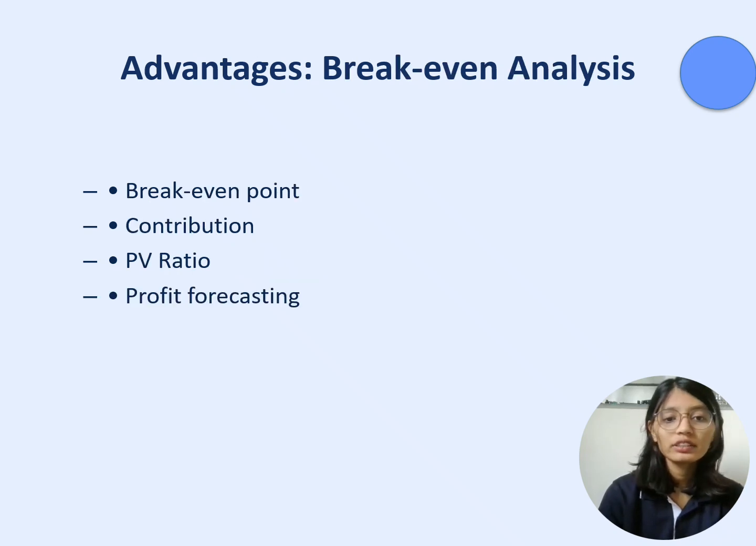Third one is break-even point. Marginal costing is very useful for break-even analysis. It helps in calculating break-even point, contribution, and PV ratio. Using this information, firms can forecast profits and losses, and understand how much sales are required to avoid losses.